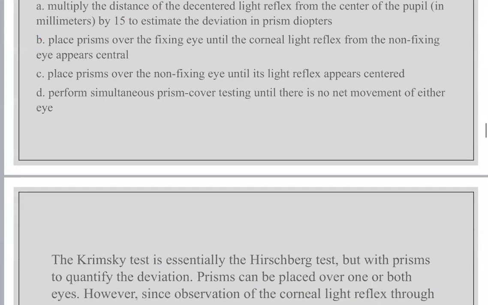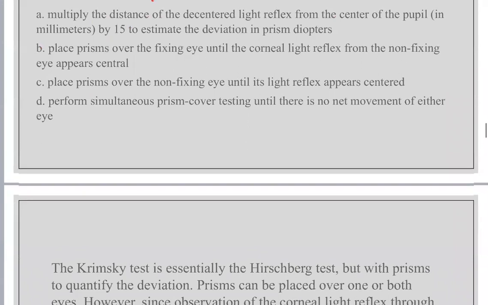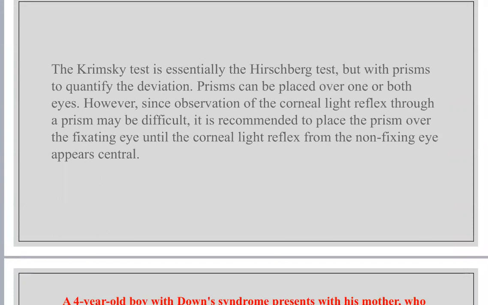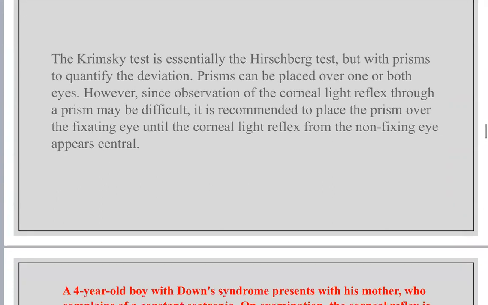You do simultaneous prism cover? No, this has no relation to the Krimsky test. The Krimsky test is essentially the Hirschberg test, but with prism to quantify the deviation. Yes, prisms can be placed over one or both eyes. However, since observation of the corneal light reflex through a prism may be difficult, it is recommended to place the prism over the fixing eye. And this modified method, yes, it is the most reliable one for Krimsky.